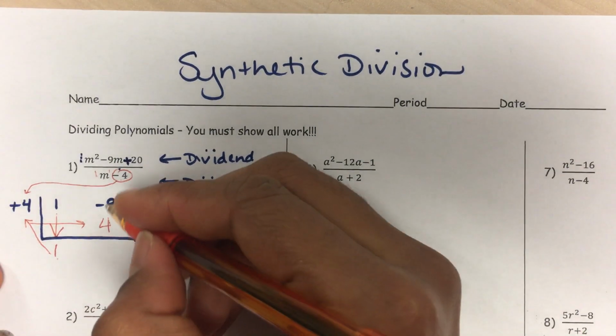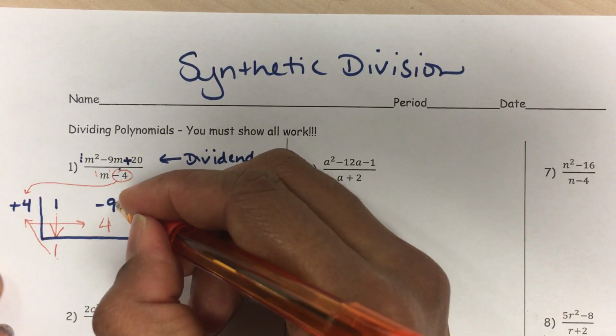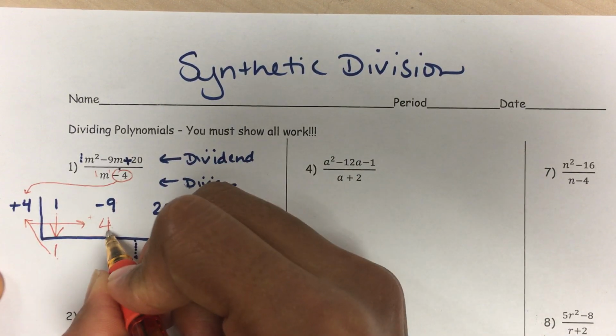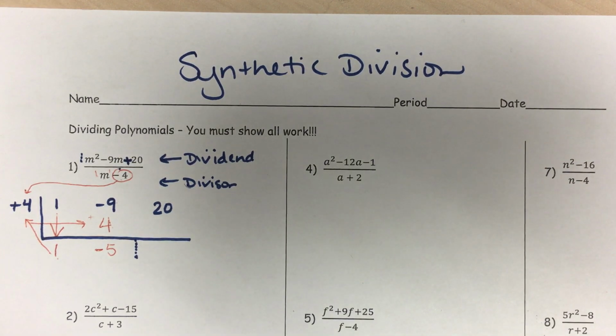Good. Now we're going to add these two together. When they're stacked, we add them. So what is -9 plus 4? -9 plus 4. And we get what? -5.